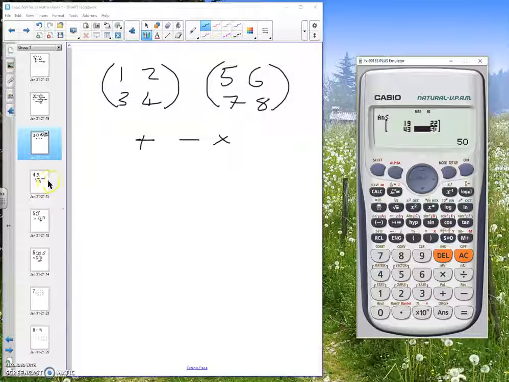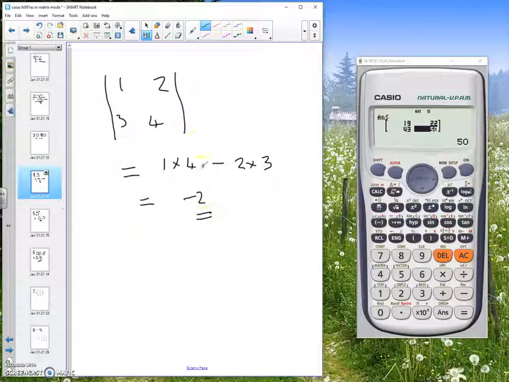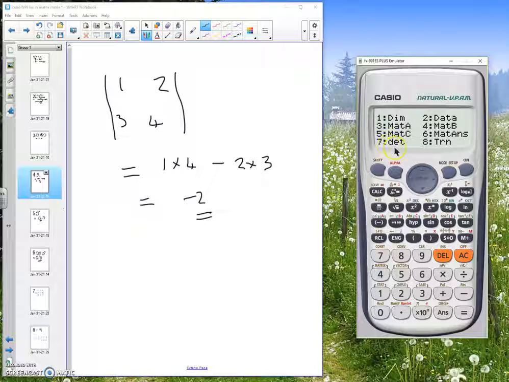Okay, looking at the screen then, I can also do the determinant of a square matrix. So we need to select from the menu, shift matrix. The determinant is 7, det, and if I choose the first matrix, matrix A, 1 2 3 4, shift matrix, matrix A is 3, det, close the bracket, equals, and I get -2, which is the determinant for that matrix.